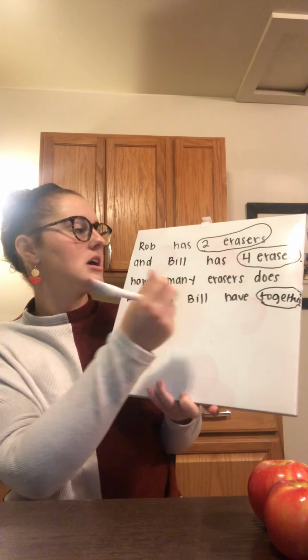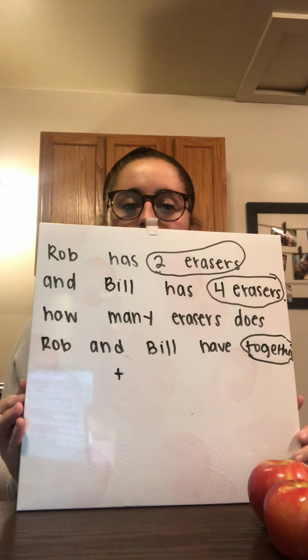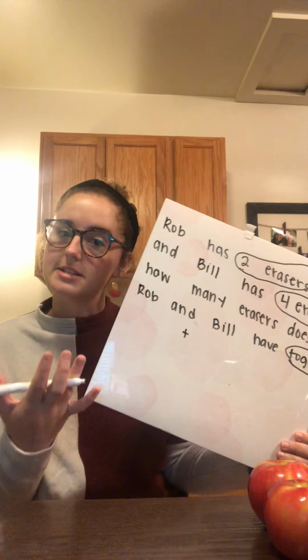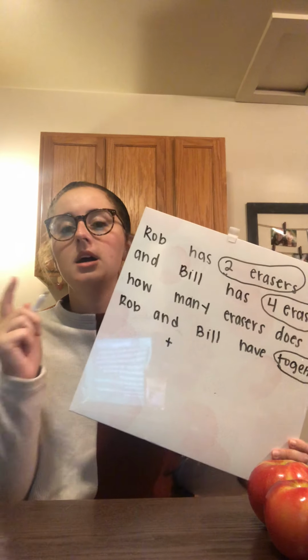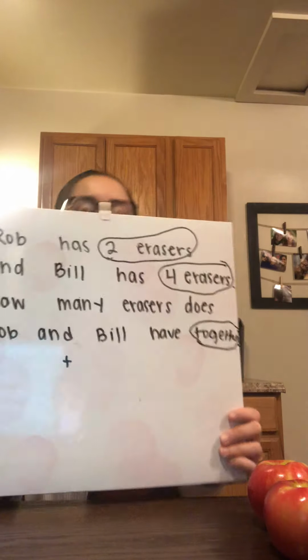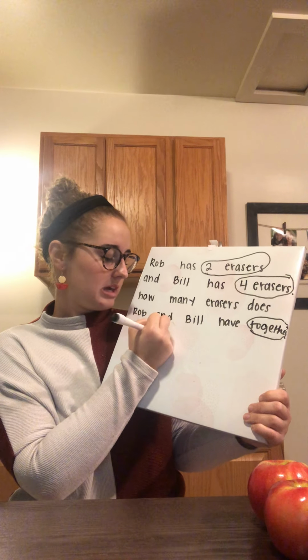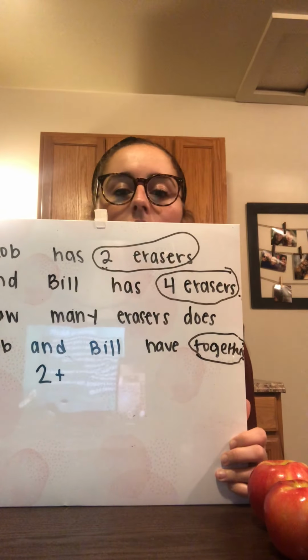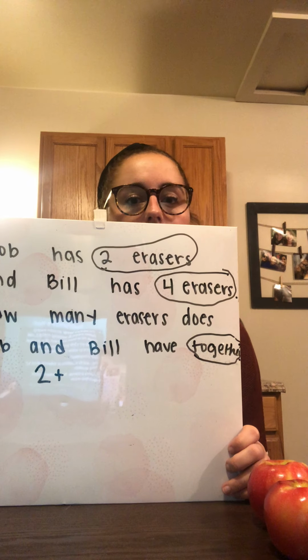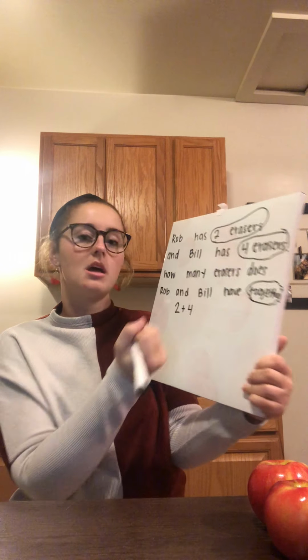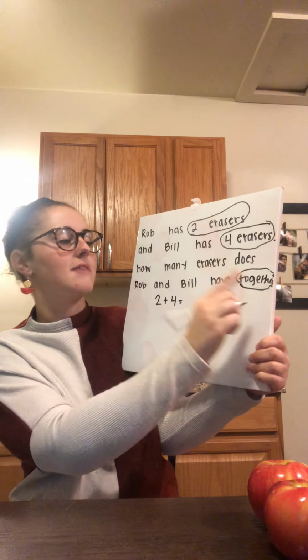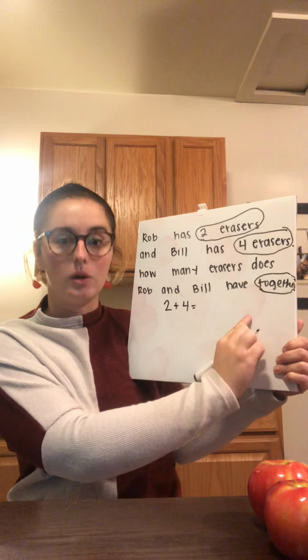So adding. So what are we adding? Yes, we are adding Rob's erasers to Bill's erasers to see how many they have in total. How many erasers does Rob have? You can look back that we circled it up here. 2 erasers. So we're going to go ahead and put a 2 right here. And how many erasers does Bill have? Yes, he has 4 erasers. And we're going to figure out how many they have together. So that's what it's going to equal.